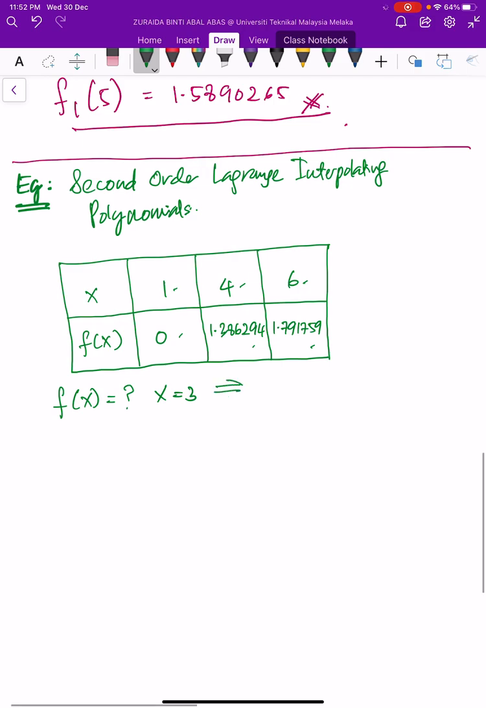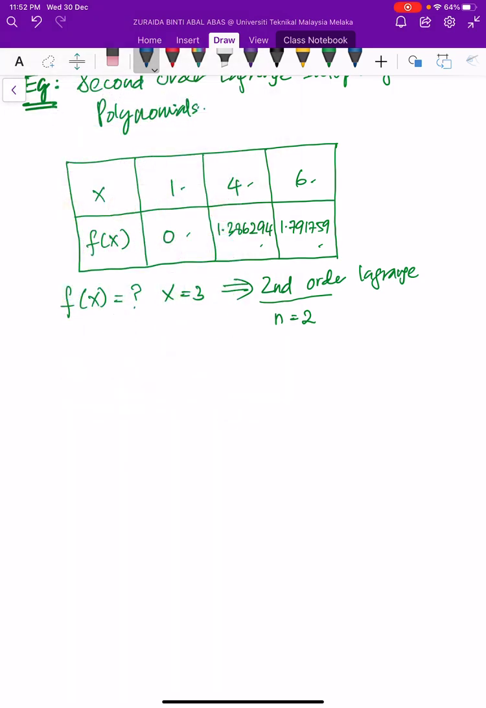Then this time around, we are going to use second order Lagrange. So if this is second order Lagrange, it means our n is equal to 2. Okay, let's start.